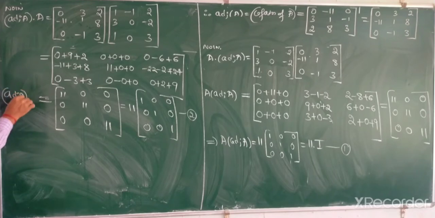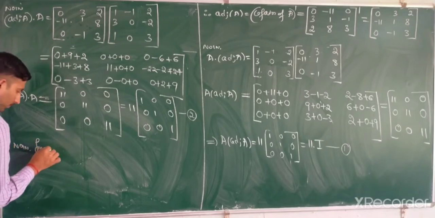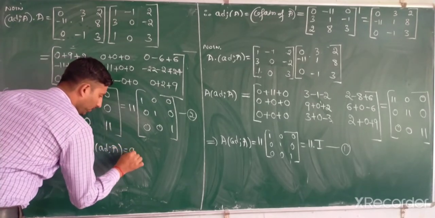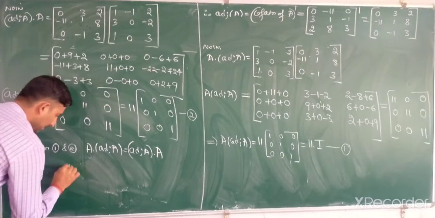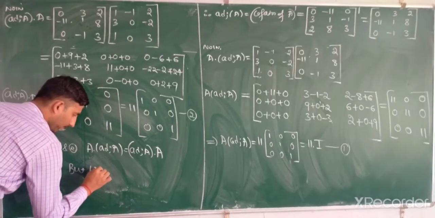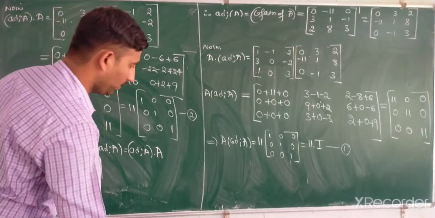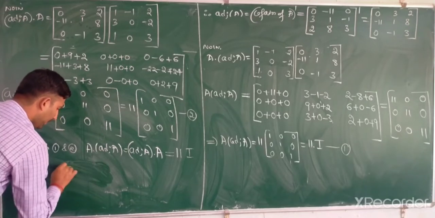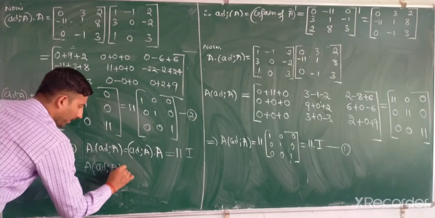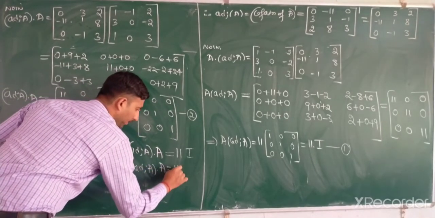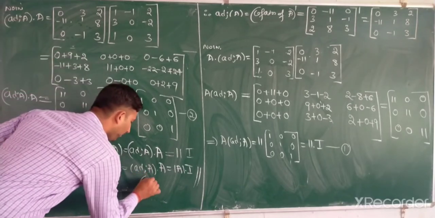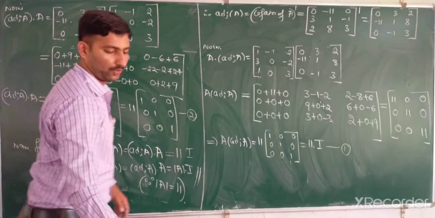Correct? Adjoint of A into A. Now from 1 and 2, A into adjoint of A is equal to adjoint of A into A, which is nothing but 11 into I. Which implies A into adjoint of A equals adjoint of A into A, which is determinant of A into I. 11 is nothing but determinant of A, because determinant of A is equal to 11.